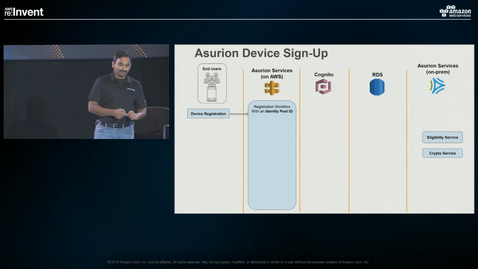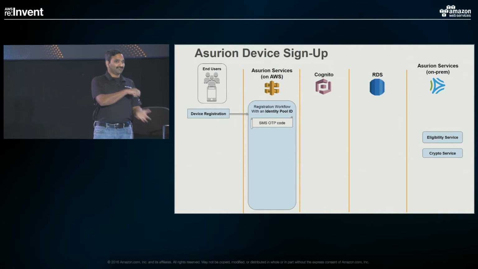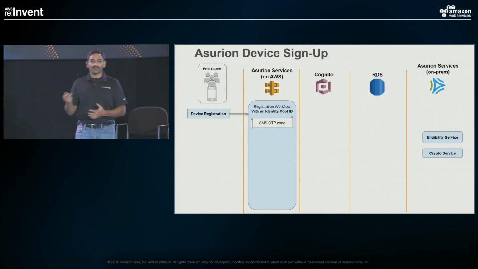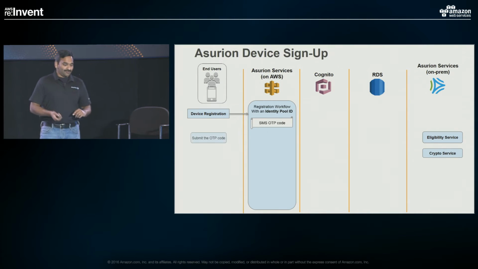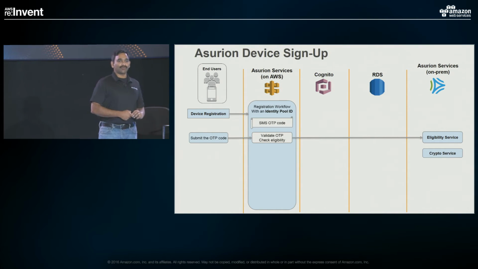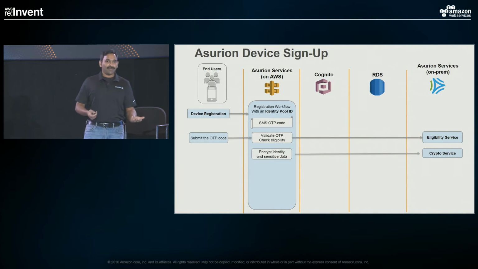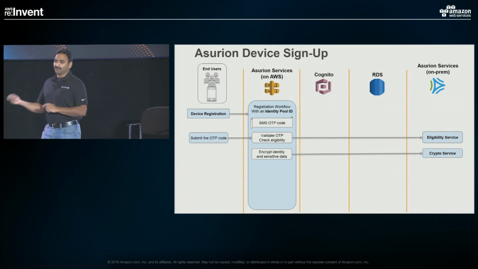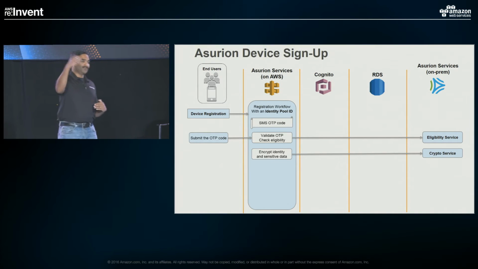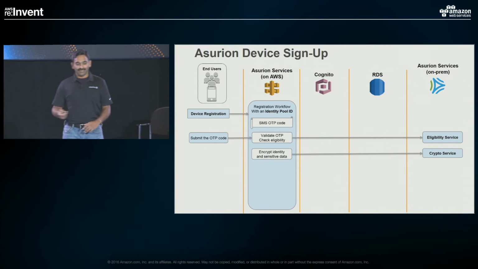So when the user makes a request, we use an SMS one-time password to verify the user. When they submit a mobile device number, we got to verify that the user actually owns that. And once we get that and validate it, we make a call to our on-prem services to get the eligibility check. And if they are enrolled in one of our services, we give them the proper experience. If not, they get lower tier free experience.